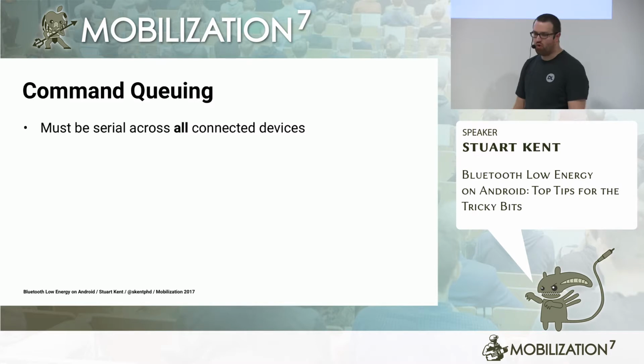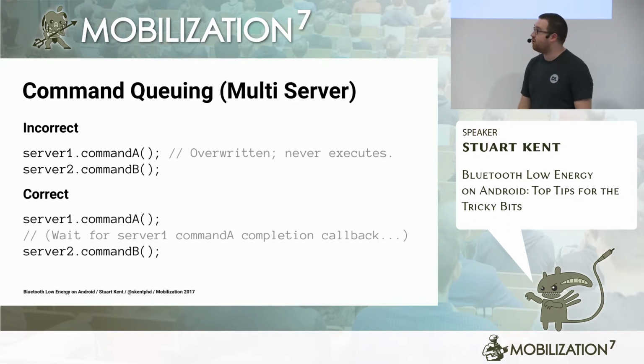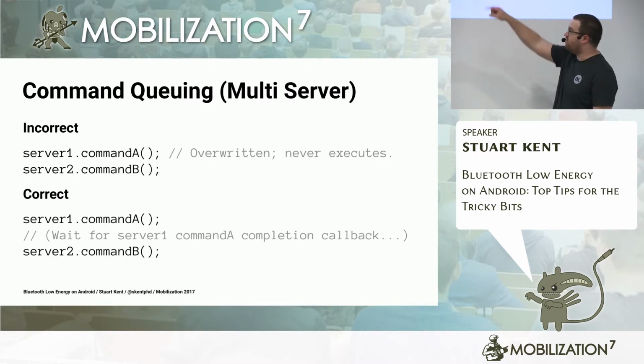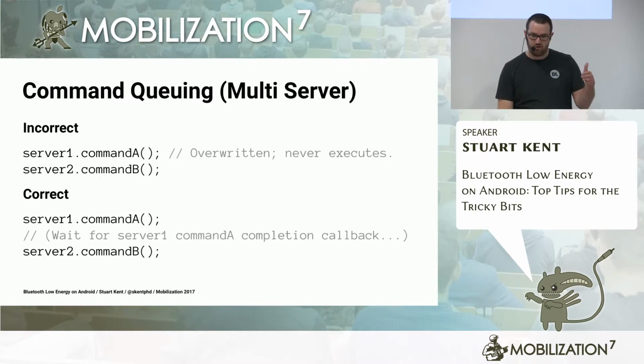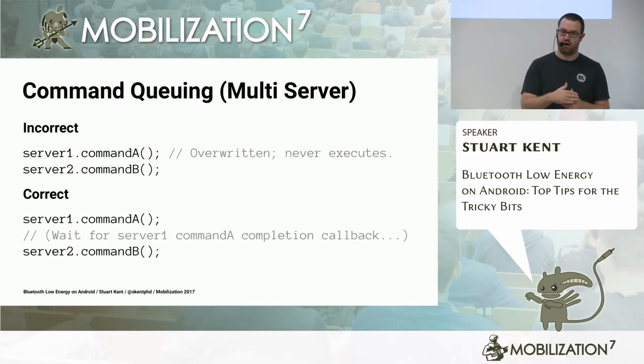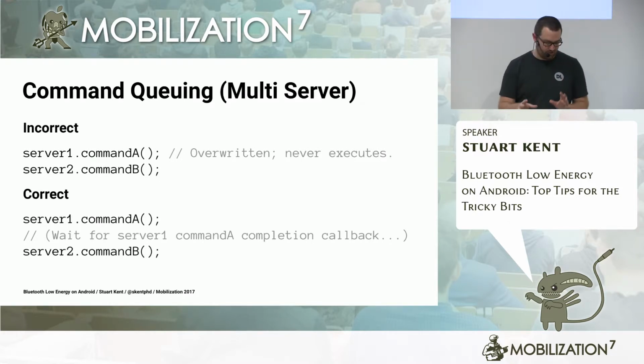This is true across all connected devices. So if you're connected to 6 speakers, you have to make sure it's true across all of those 6 speakers. Now I'm looking at 2 servers, server 1 and server 2. I can't call server 1 command A and then server 2 command B. That will also overwrite server 1's command A. So again, even though I have 2 separate peripherals here, I have to do command A on server 1, wait for that to finish, and then do command B on server 2. It's a lot to manage and a very confusing setup.